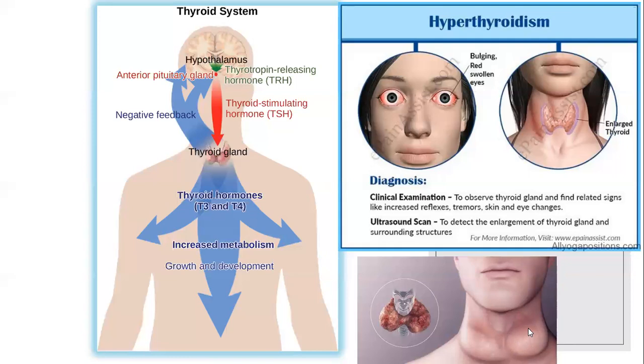And if you do the clinical observation or examination to observe the thyroid gland and find related signs like increased reflexes, tremor, and eye change, right? How do you diagnose it? By ultrasound to detect the enlargement of the thyroid glands and surrounding structure.